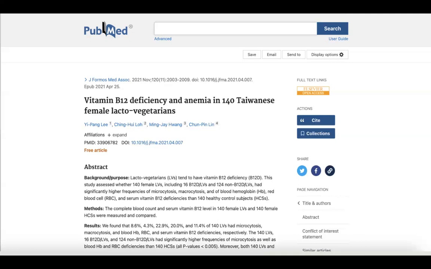The study found that 22.9% of lacto-vegetarians had anemia versus 0% in healthy controls, and 11.4% of lacto-vegetarians had serum vitamin B12 deficiency compared to 0% of B12 deficiency in healthy controls. The study revealed that the lacto-vegetarian diet is a major risk factor for vitamin B12 deficiency and anemia.